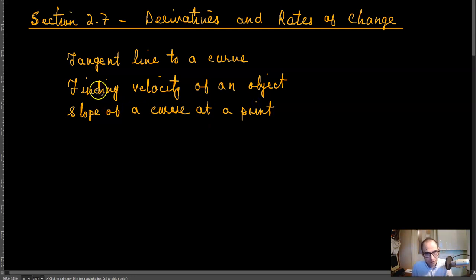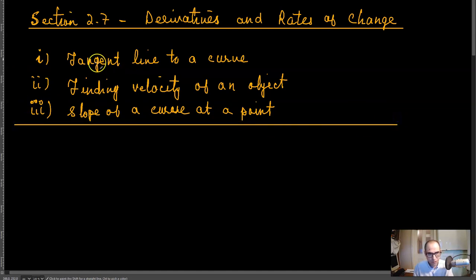Now, how they are the same ideas: let's call this 1, let's call this 2, and let's call this 3, for example. Now, this item 1, which is the tangent line to a curve, you need to understand there are two types of lines that you can draw through a curve at some point, or at two points. There are two types of lines we could mention: a secant line, and a tangent line.